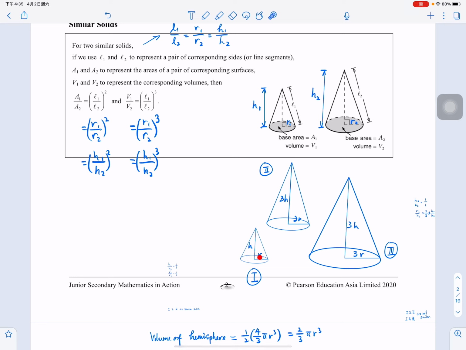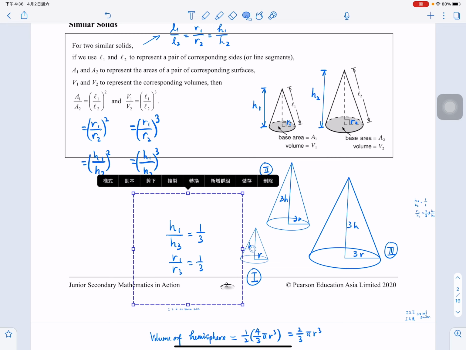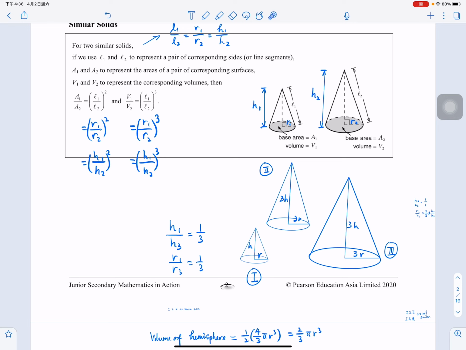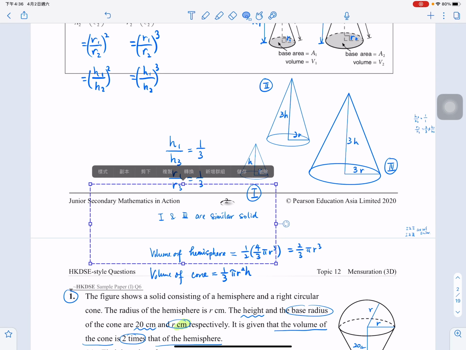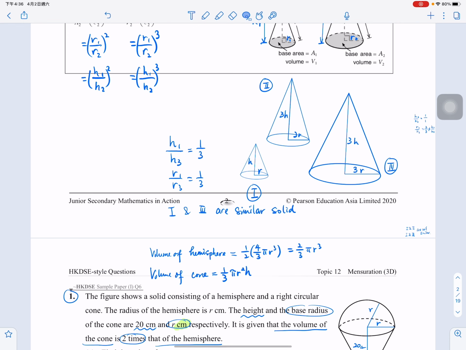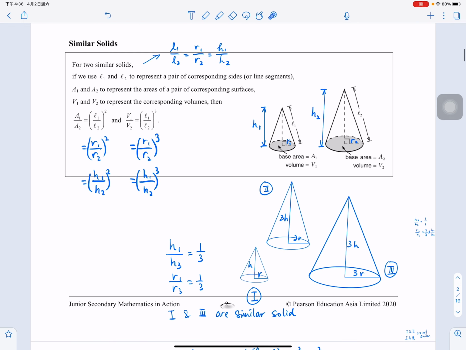You see that here is R, then here is 3R. Here is H, here is 3H. So you see that H1 over H3 equals 1 over 3, right? R1 over R3 is also 1 over 3. Then that means the first one and the third one, they are similar solids. Okay, 1 and 3 are similar solids.